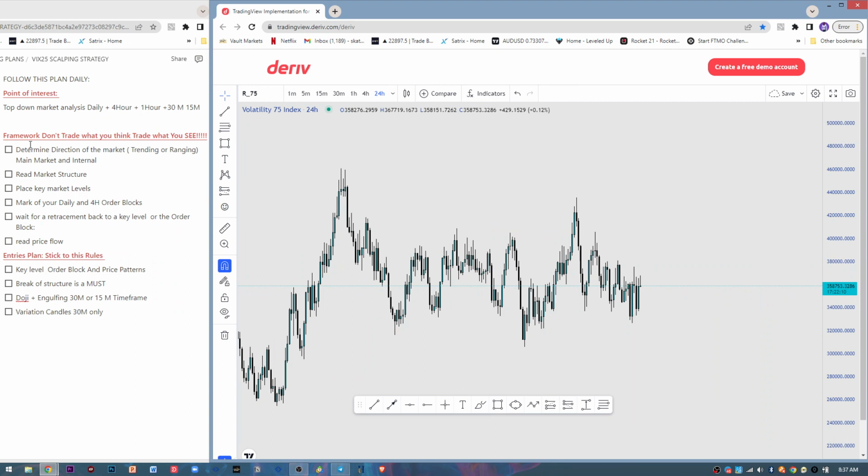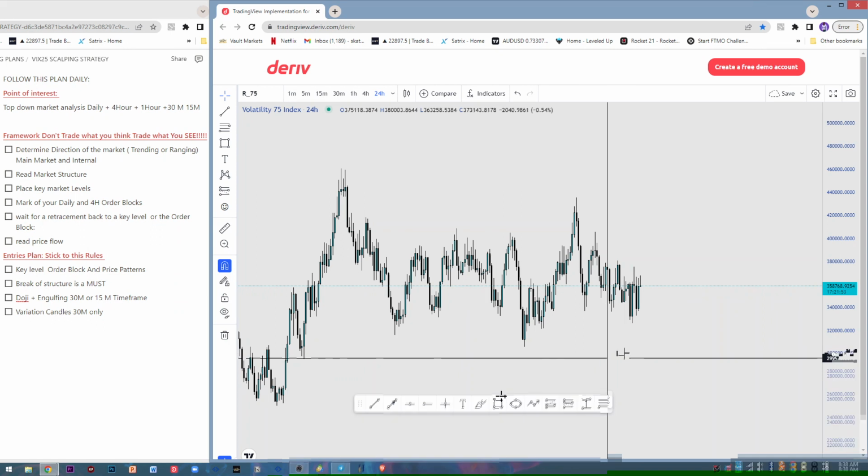As you can see, it's a framework. Don't trade what you think, trade what you see. That's the heading of this trading plan. So the first thing we're going to do is determine the direction of the market, trending or ranging. That was also the first thing in yesterday's video.